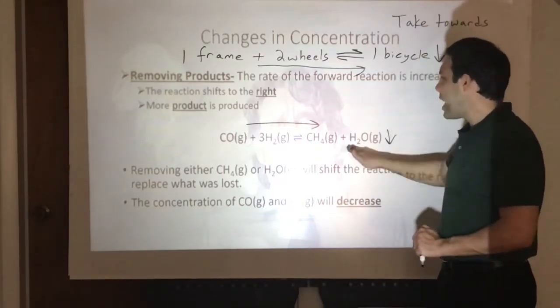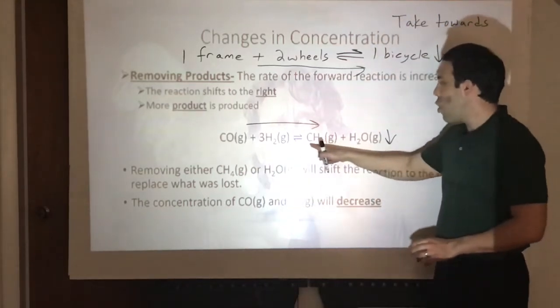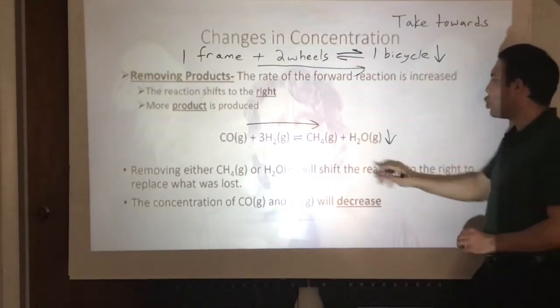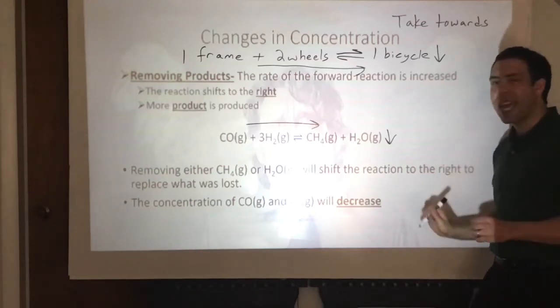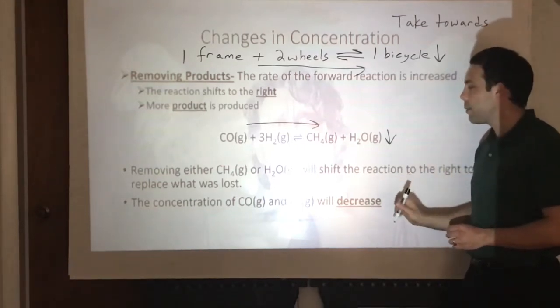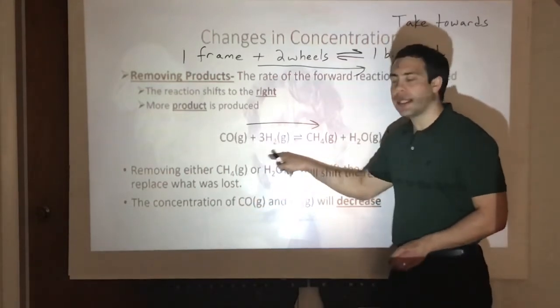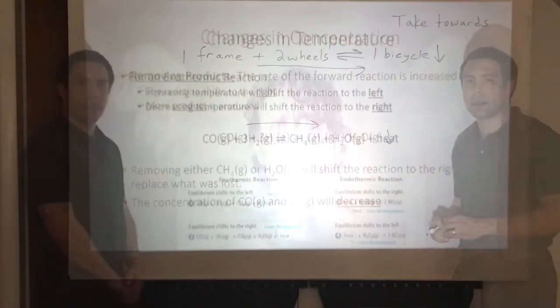So, in our chemical reaction, by removing either CH4 or H2O, either of the products, that will shift the reaction to the right, take towards, to replace what was lost. As a result, the concentration of the reactants, in this case CO gas and H2 gas, will decrease.